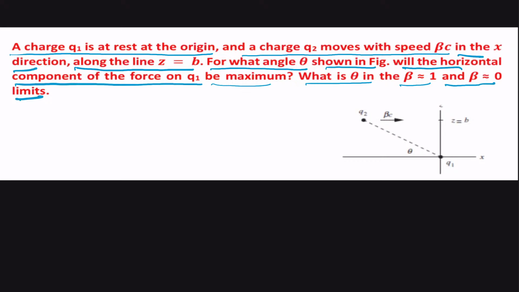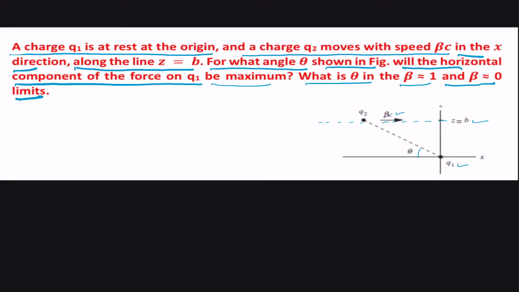But for the first part, a basic figure is given to us. We are having Q1 at the origin and charge Q2 is at a certain angle theta. And it is moving with the speed beta times c along the line, and this line is defined by z is equal to b. And we have to find out the horizontal component and its maximum value of the force. That we have to find out.